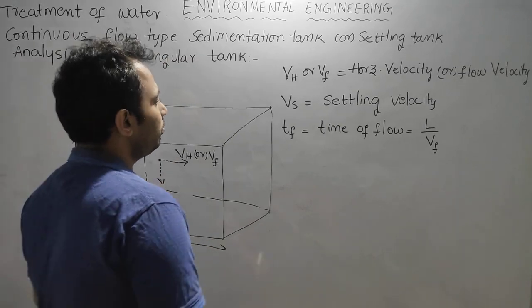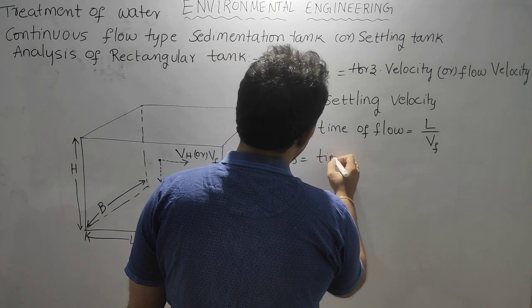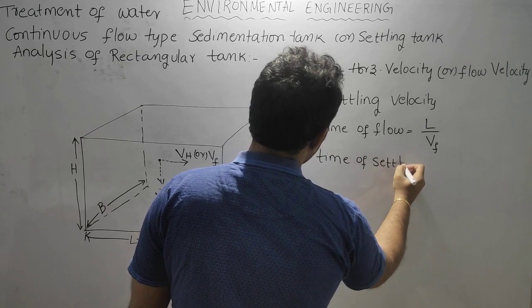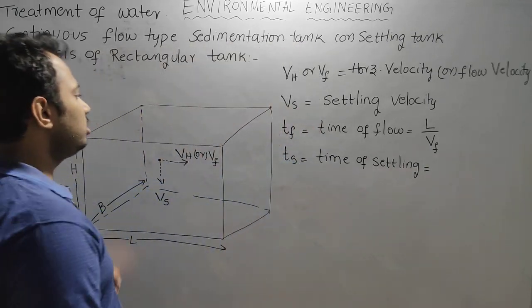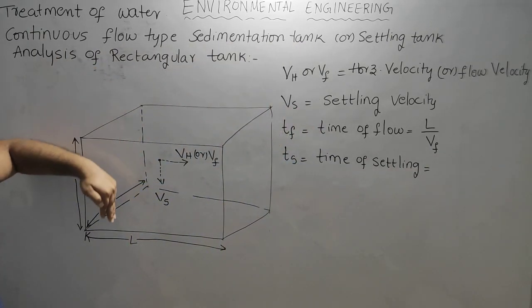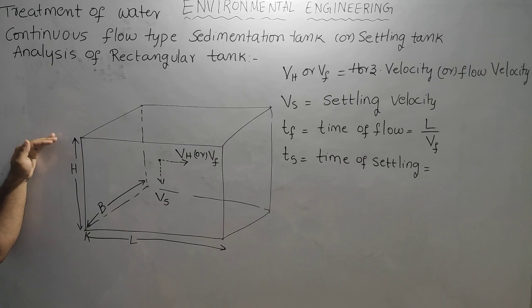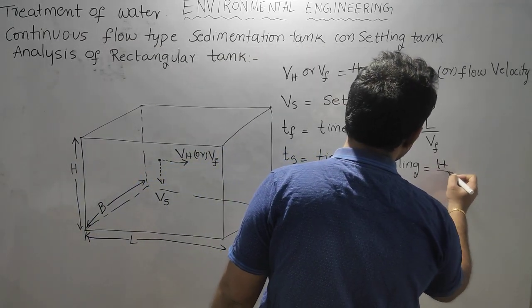Time of flow is the length of the tank divided by the velocity of the flow. Similarly, there will be time for settling also. Time for settling means the particle is moving in the downward direction. It has to cover a distance of height h. So the time needed for a particle at the inlet to travel a distance of h is nothing but time of settling. So Ts is equal to h by Vs.